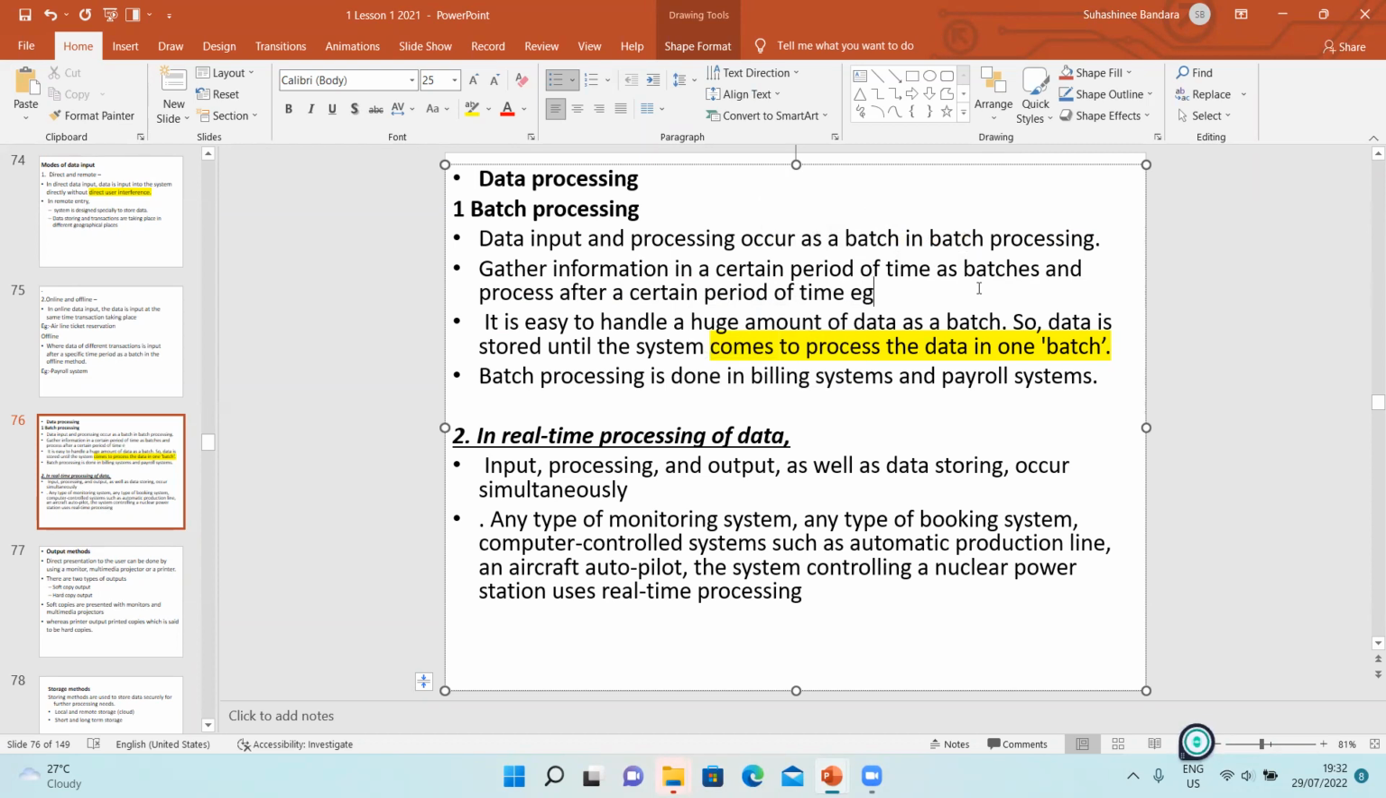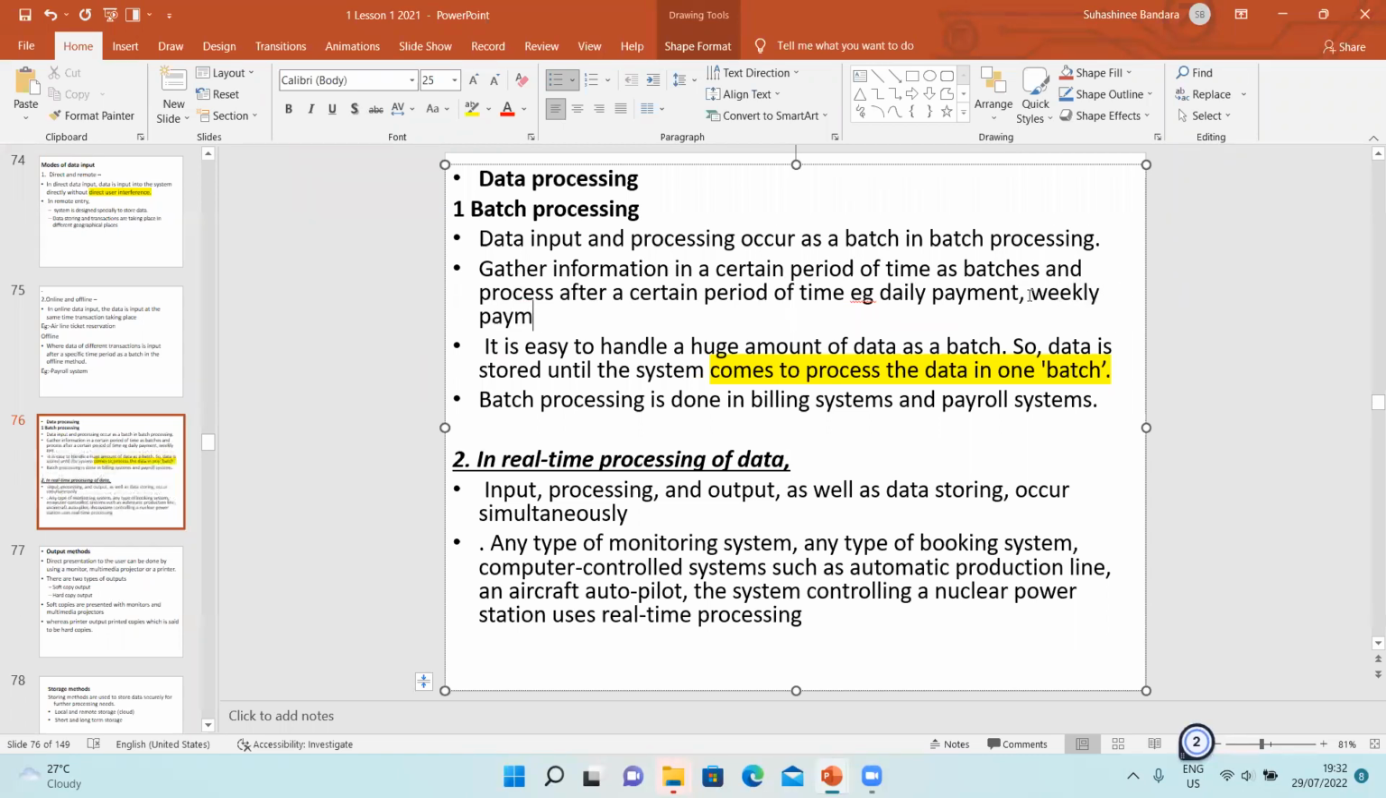Example: daily payment or daily bills, weekly payments, and monthly payments. Okay, now you can copy it. Any issues now?